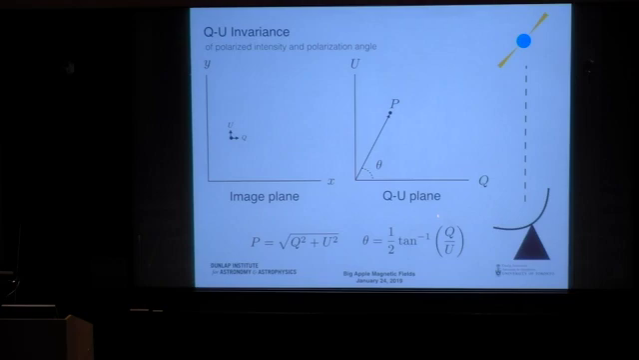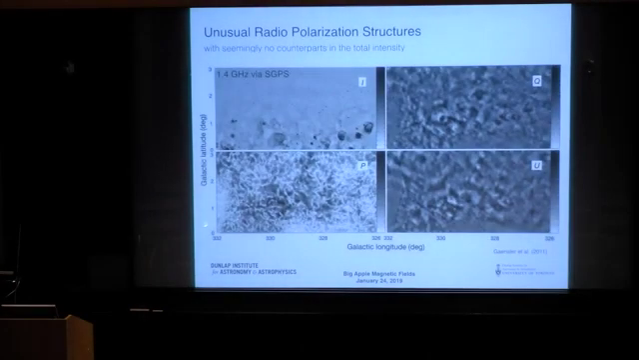So, tell us exactly what we're looking at in that picture. Yeah, so that was just radio synchrotron polarization at 1.4 gigahertz from the SGPS. Okay. And then on the top right-hand corner, that's the total intensity, and then the two on the right are the Stokes Q and U maps, and then on the bottom left, that's the polarized intensity.